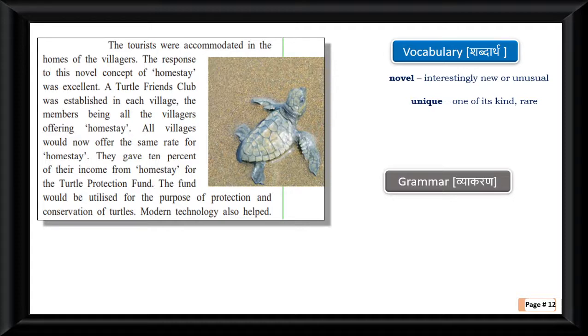all villages would now offer the same rate for homestay. Now, this is something special. They gave 10% of their income from homestay for the Turtle Protection Fund. Guys, this is massive, okay? The fund would be utilized. What do you mean by utilized? Used. The meaning of utilized is used. For the purpose of protection and conservation of turtles, modern technology also helped.